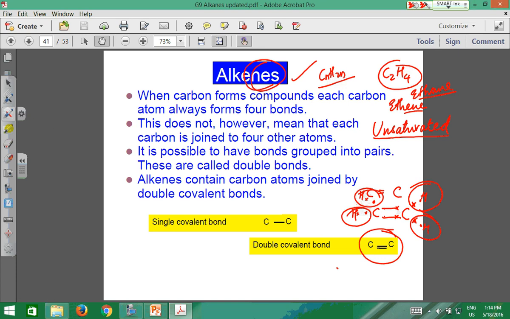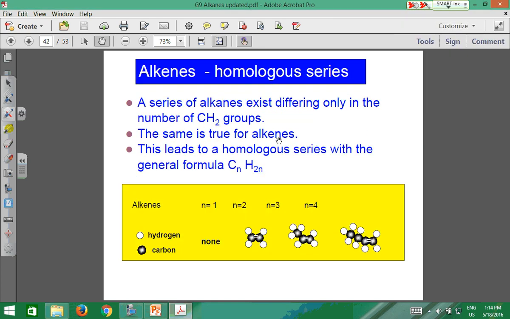If I want to go to other members of this series, they are here. Next one, homologous series. I told you what homologous series are. Homologous series means the members differ by a CH2 group, they have the same functional group, they have the same chemical properties, and they show a trend in physical properties.